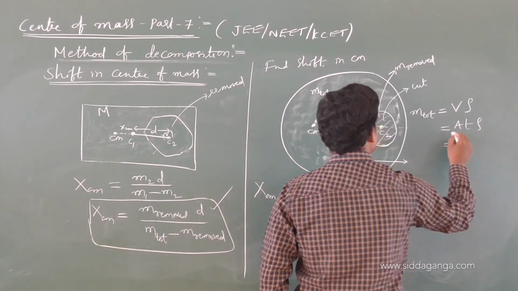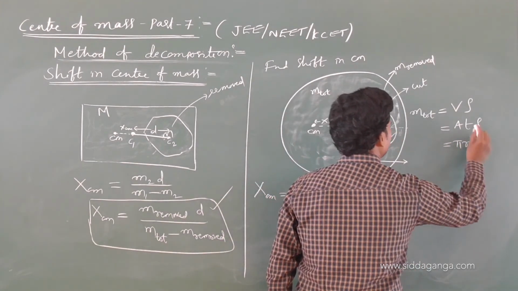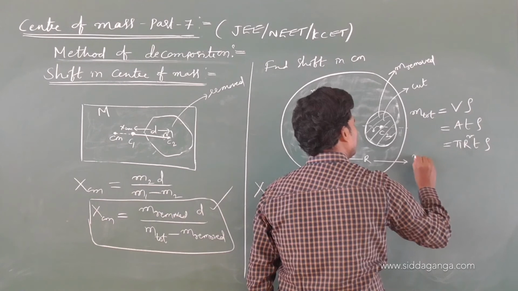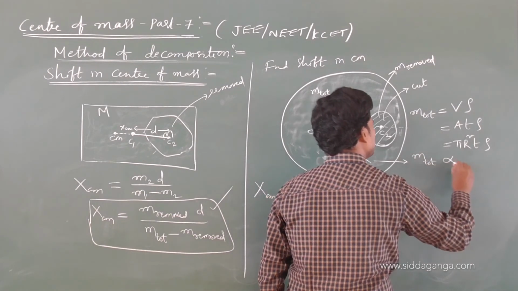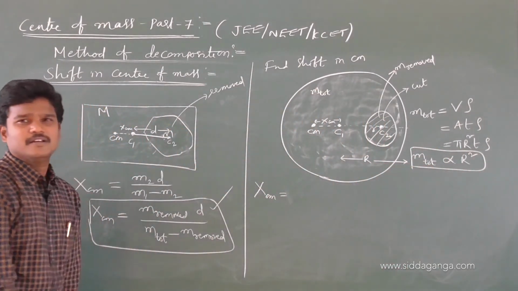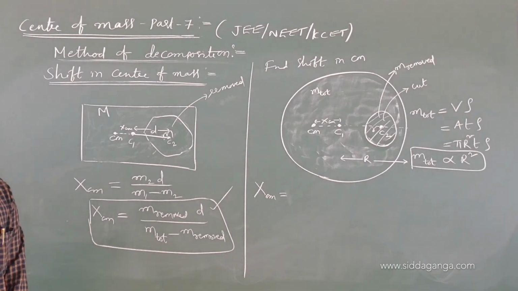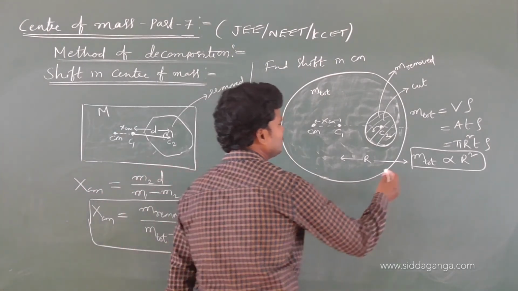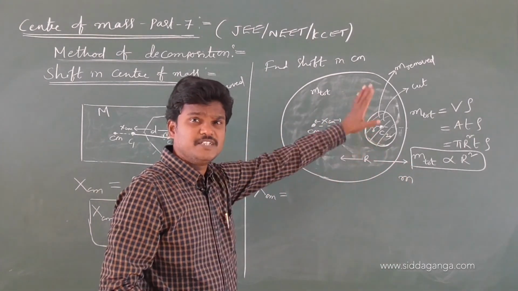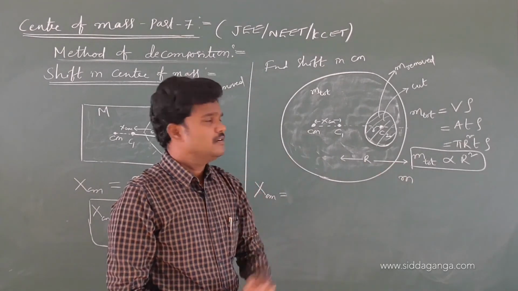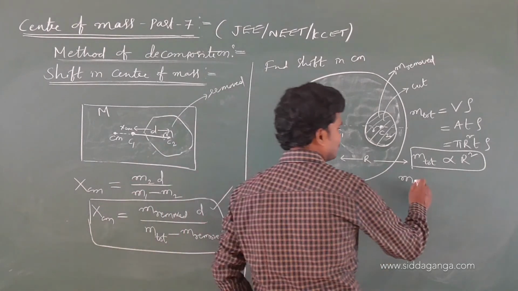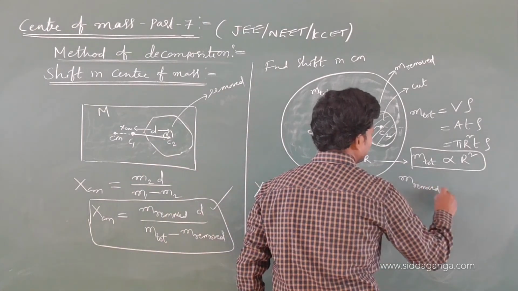So what is the area? Area of the bigger one is pi R square T rho. So total mass varies with only capital R square. In the same way, what is the removed mass? The removed mass is also like a circular disc. If it is a plate, you can take the plate area. The removed mass is one more circular disc, so it is proportional to area.